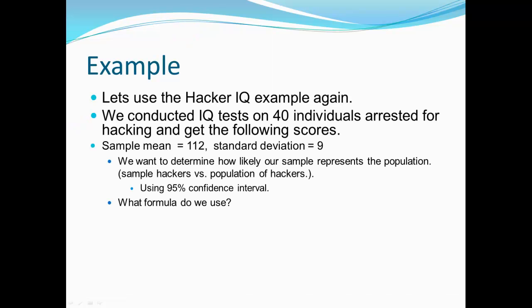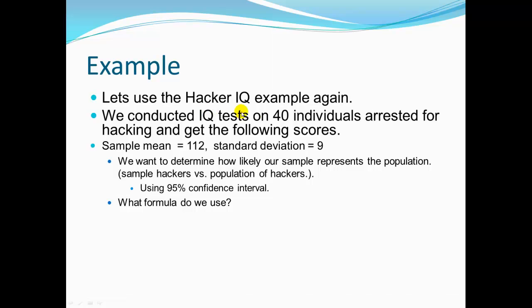Alright, as usual, this will probably make more sense after an example. Let's say we had a sample of hackers that were arrested. Let's say there were 40 hackers that were arrested, and we find that these hackers have a fairly decent IQ, 112. And we want to figure out how likely it is that this sample represents the entire population of hackers in the rest of the United States that haven't been arrested.